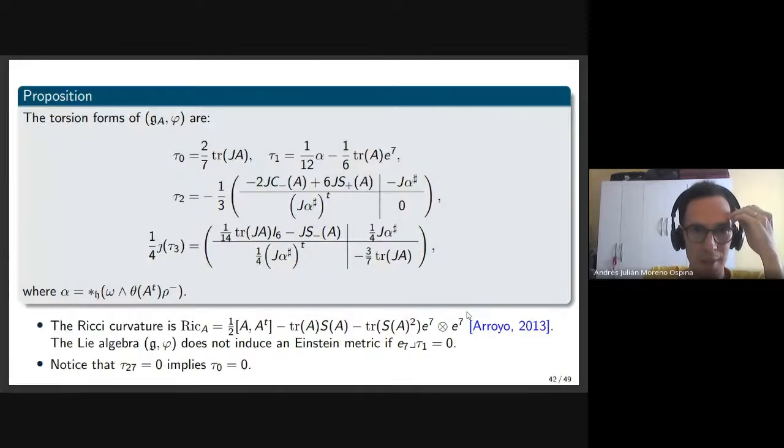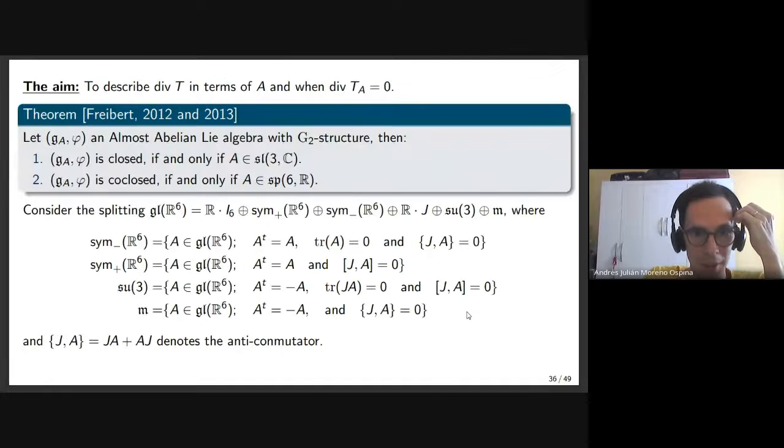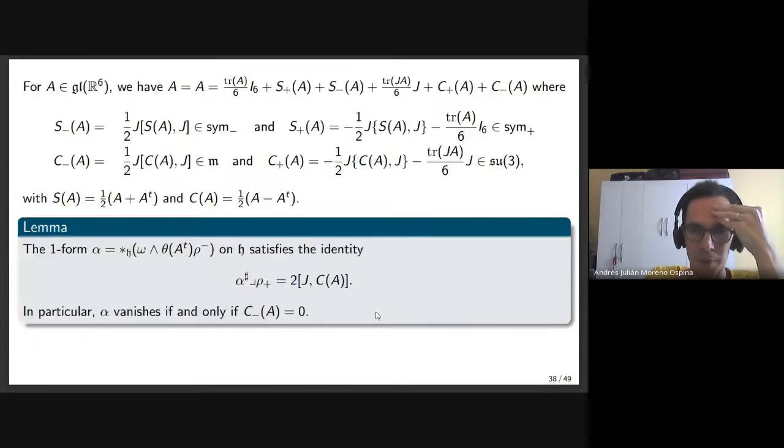And that space, that space is N, right? So if the matrix has no M component, the one for alpha is 0.